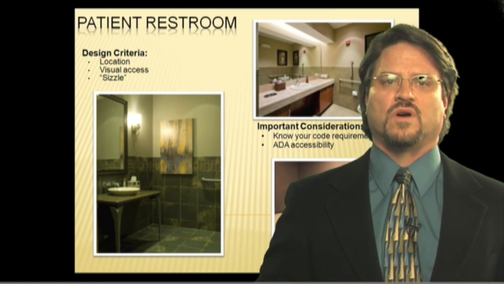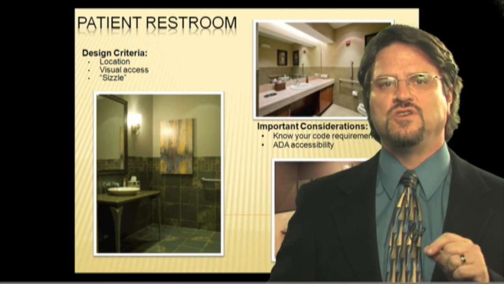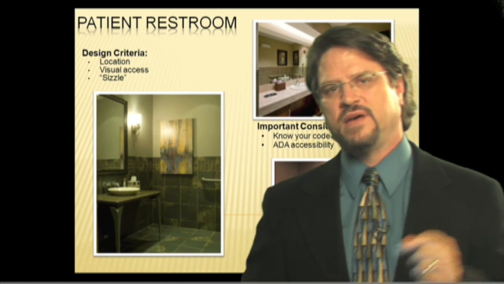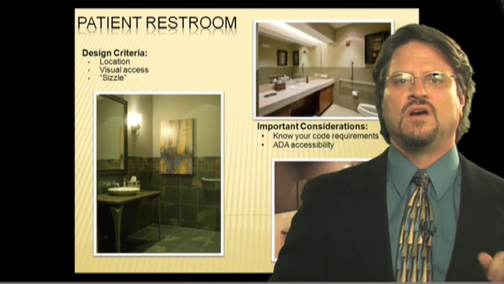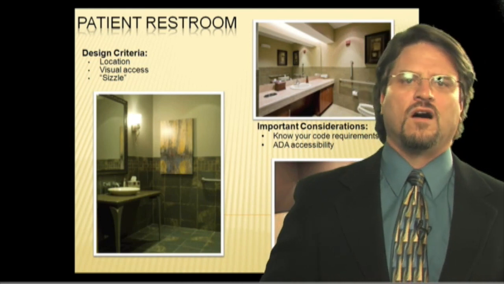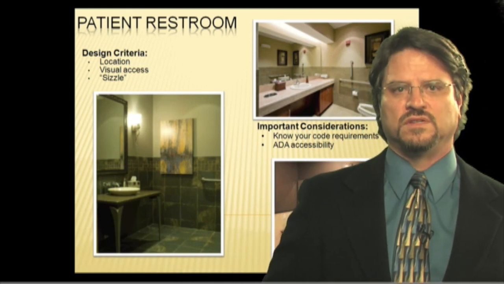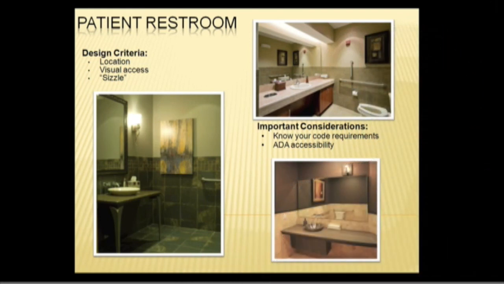Typically, codes will require separate men's and women's toilets. This can usually be met by providing separate staff and patient toilets. In this condition, the staff toilet will then need to be accessible off of a public corridor. All public toilets in the office will need to be ADA accessible, so be aware of the extra square footage that this will require.